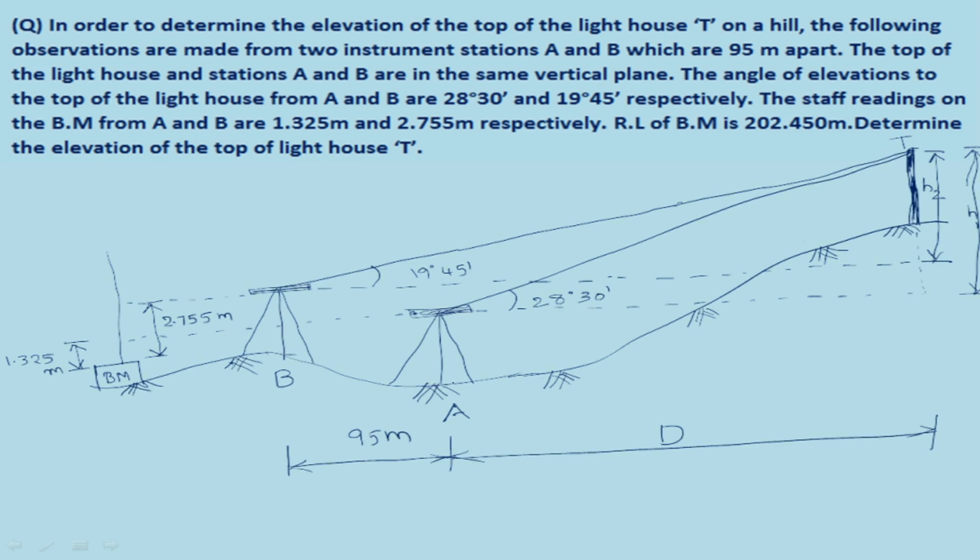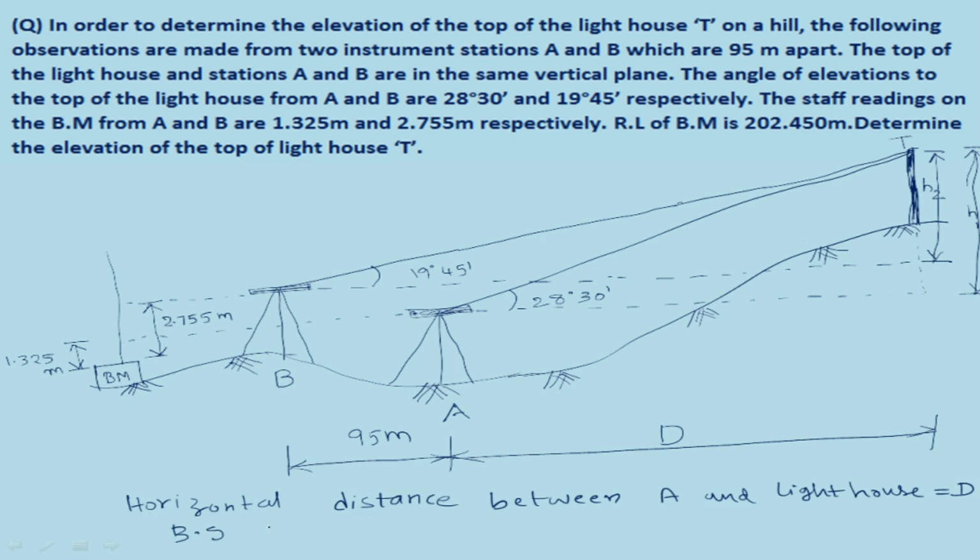The instrument is initially set at point A and the vertical angle to the top of lighthouse T is observed, which is 28 degrees 30 minutes, and the backsight reading on the benchmark from A is 1.325 meters. Later the instrument is shifted to B, which is 95 meters away from A. From B, the vertical angle observed to T is 19 degrees 45 minutes and the backsight on the benchmark is 2.755 meters. Let's assume the horizontal distance between A and the lighthouse is D.